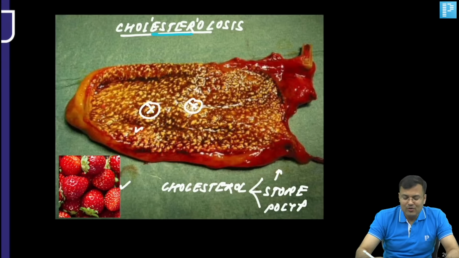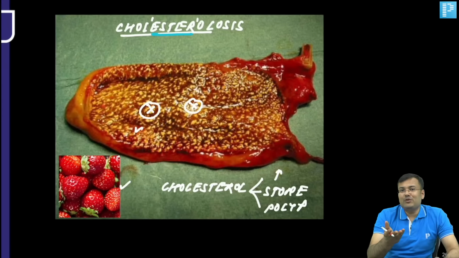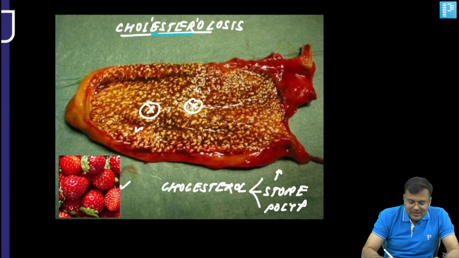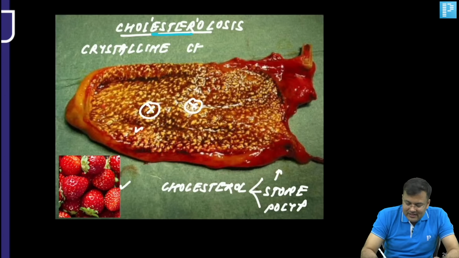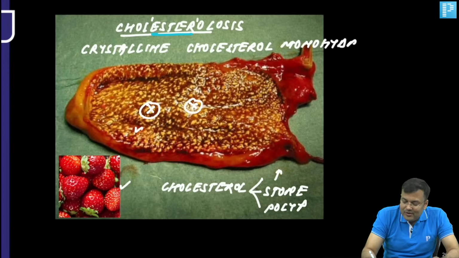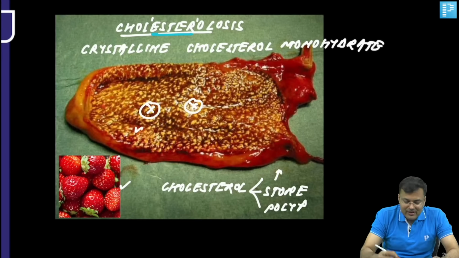It is crystalline cholesterol monohydrate. And actually, this was asked in NEET PG. Guys, what is the composition of cholesterol gallstone? It is crystalline cholesterol monohydrate. Clear? So, this is strawberry gallbladder, right?